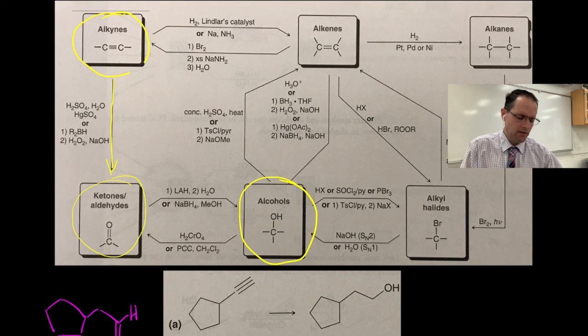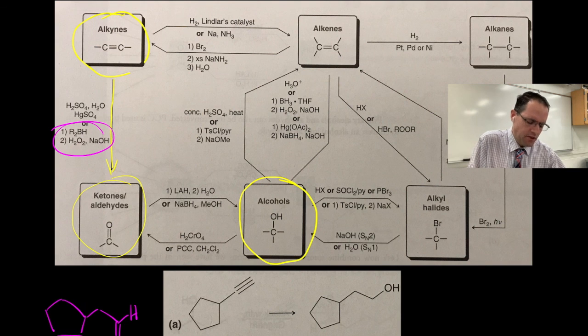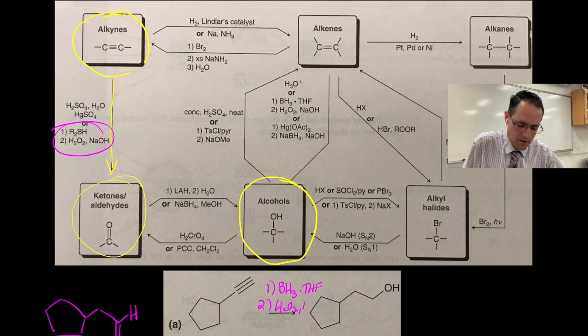Now, to go from an alkyne to an aldehyde, I'm going to choose the hydroboration route. I normally write this as BH3·THF, and we want to use basic hydrogen peroxide to get to the aldehyde. Now, from the aldehyde to our alcohol, we want to do a reduction. Either of these two reagents will do the job. I'm going to choose sodium borohydride and methanol.